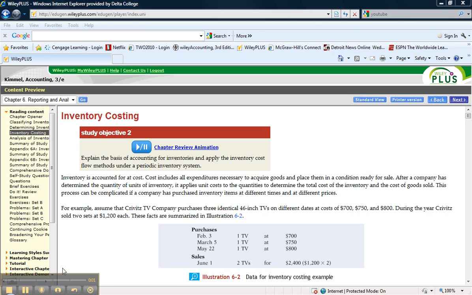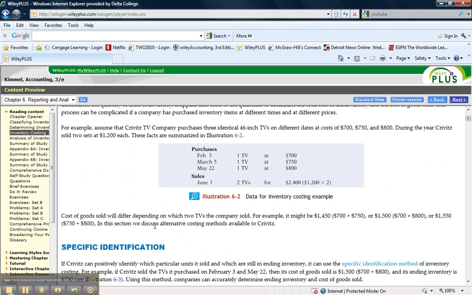Study Objective 2 is about putting a cost to that inventory that we just counted in Study Objective 1. So, on the balance sheet, inventory is listed as an asset. Dollars are listed there, not units. So we've got to be able to put a cost on the units that we've just determined that we own. So this study objective goes through those methods that we can use to put a cost on that inventory.